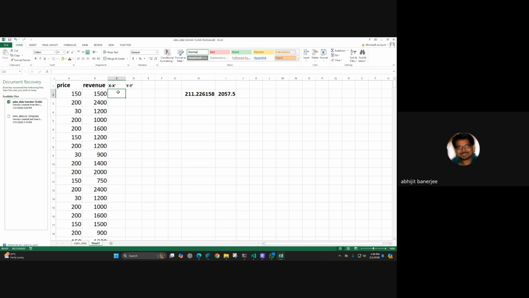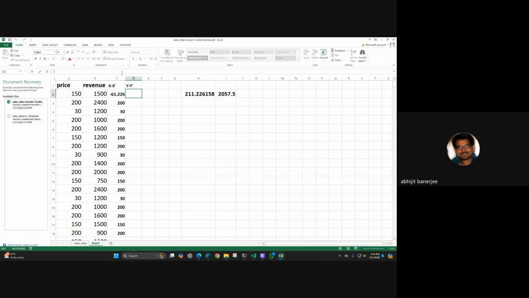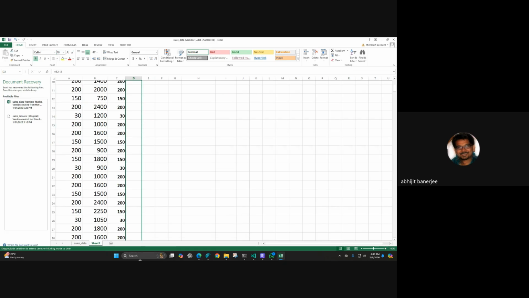Now, this will be equal to what minus what? 150, which is A2, minus this one, which is the mean. This goes here. I got a value over here. You will notice that it is negative. Now I'll have to do the same for all of them. I do not need this. I have to do the same here. It equals this one minus the mean. The mean is this. So I got a value. I'll have to do this for all of them.